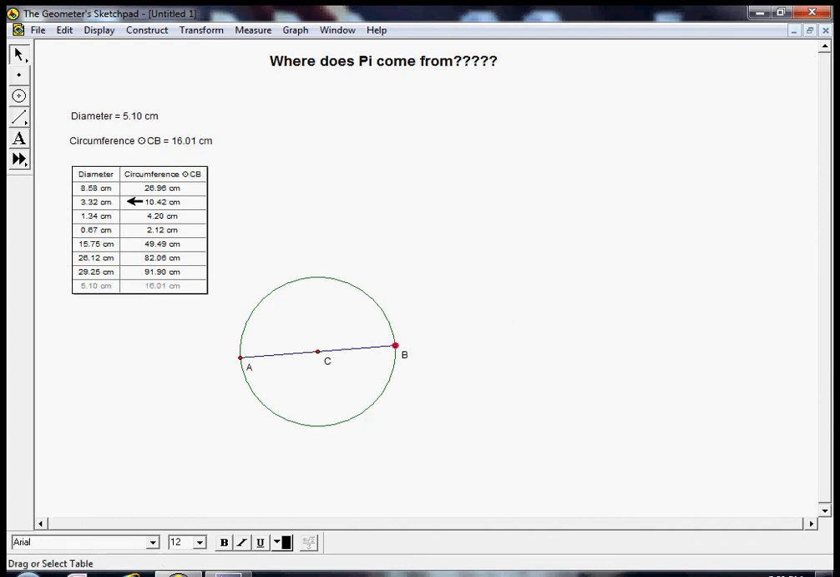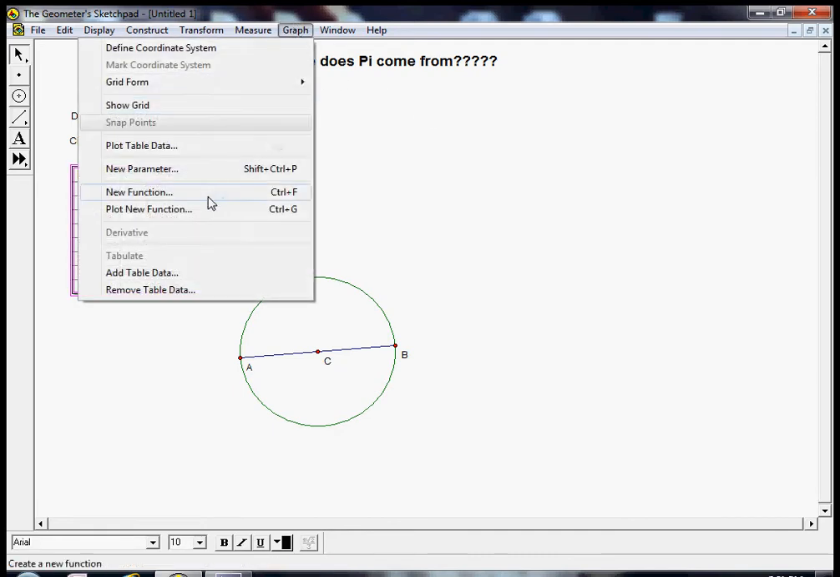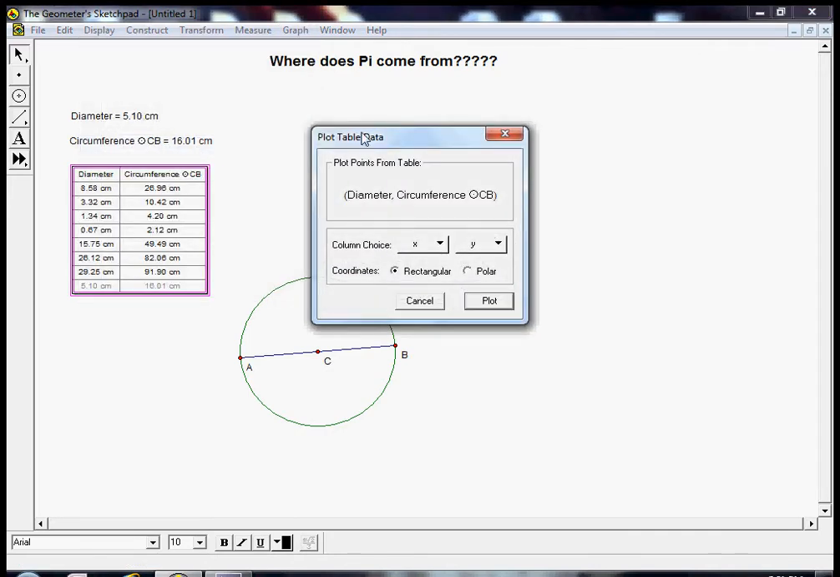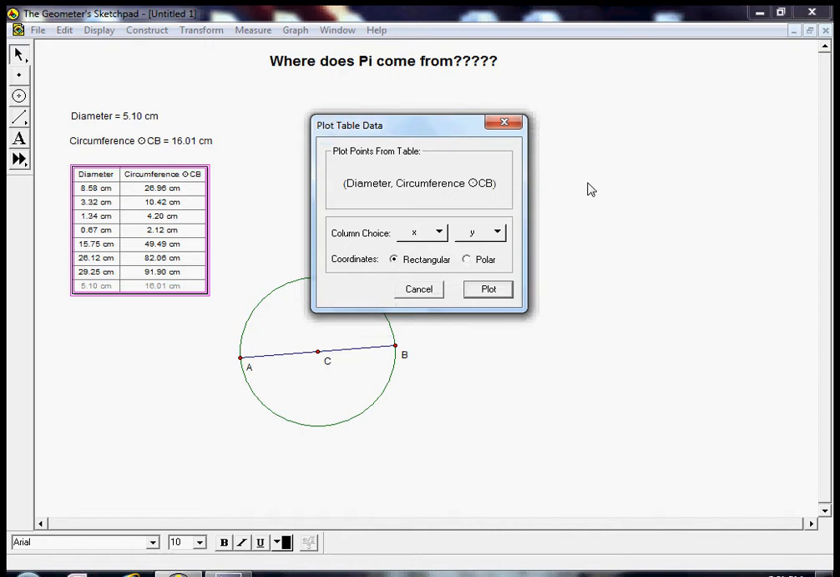I've measured their diameters, I've measured their circumferences, and now I'd like to graph them. Graphing is a really great way to see patterns that show up, relationships between one amount and another amount. So let's go to graph. I'll have to choose this table and then go to graph and ask Geometer Sketchpad to please plot that data. We're putting this on an XY coordinate grid, and the X is going to be the diameter numbers and the Y will be the circumference numbers.